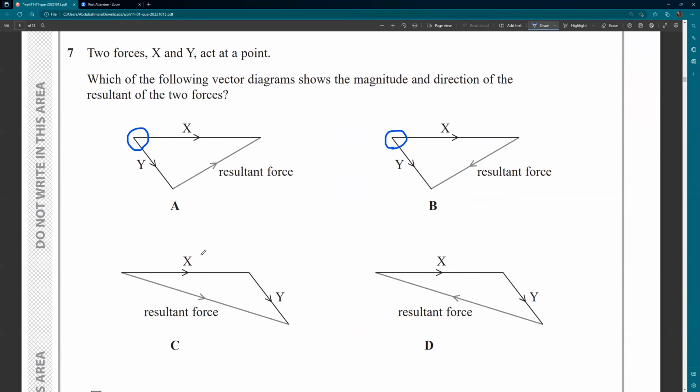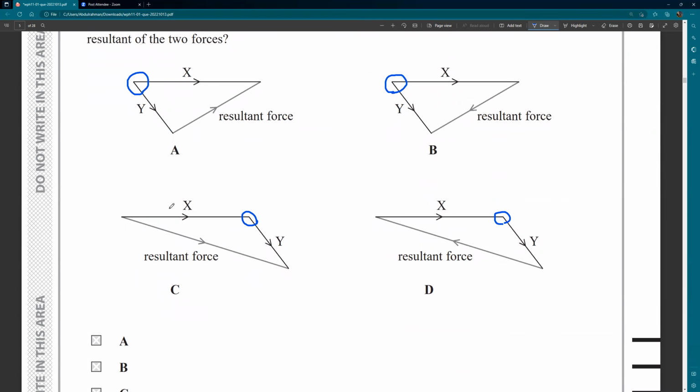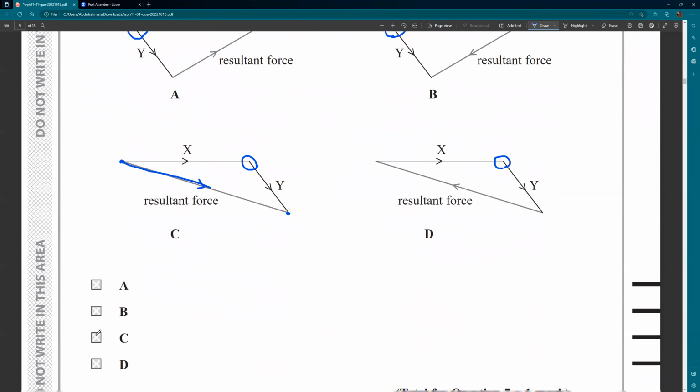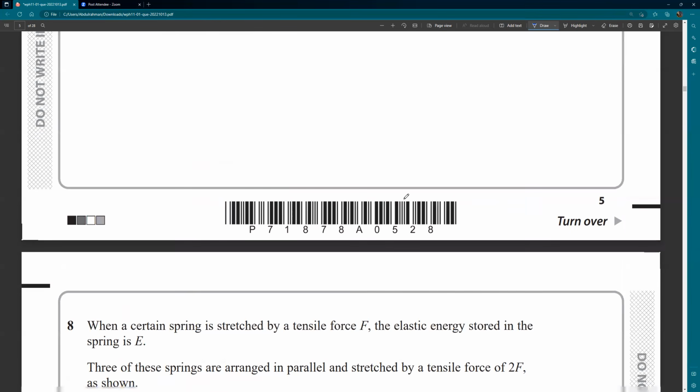Now C and D: in both of these, vectors X and Y are drawn with the tip of one vector touching the tail of the other. So it's between C and D. We should also know that the resultant force is in the direction from the start of your first force towards the end of your second. So from the tail of your first vector going towards the tip of your final vector. So the answer will be C. As you can see, D is going in the opposite direction. It's like you started here, you ended here. How can the resultant be in the opposite direction? Okay.